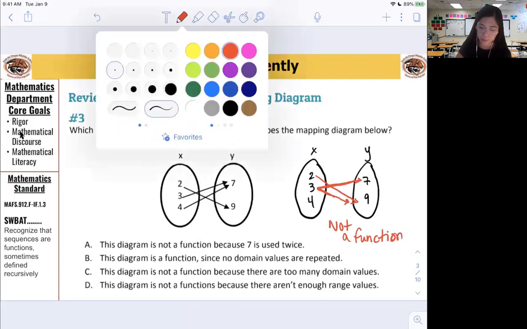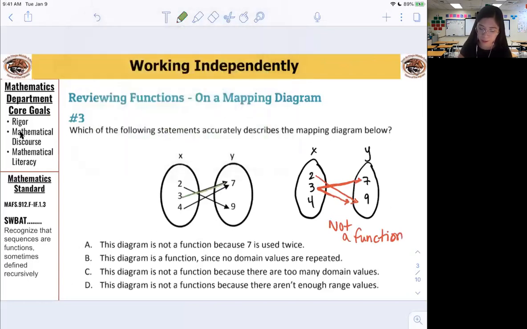What we do have is an arrow coming from the 3, an arrow coming from the 4, and they meet together at the 7. That's totally okay, because these are 2 different inputs going to the same output. However, what you don't want is to have one input going to 2 different outputs, which is why this is a function and the other one would not be. So this diagram is a function since no domain values are repeated. Again, that goes back to the definition of a function.